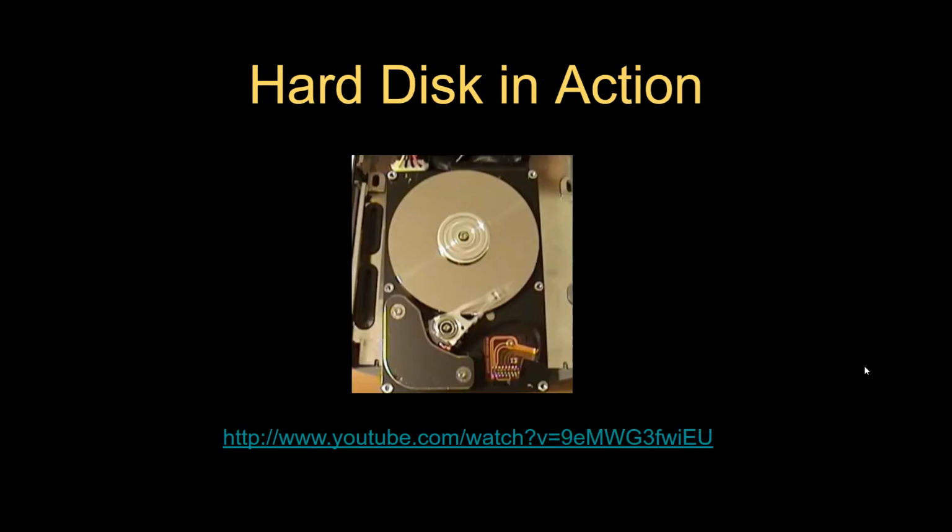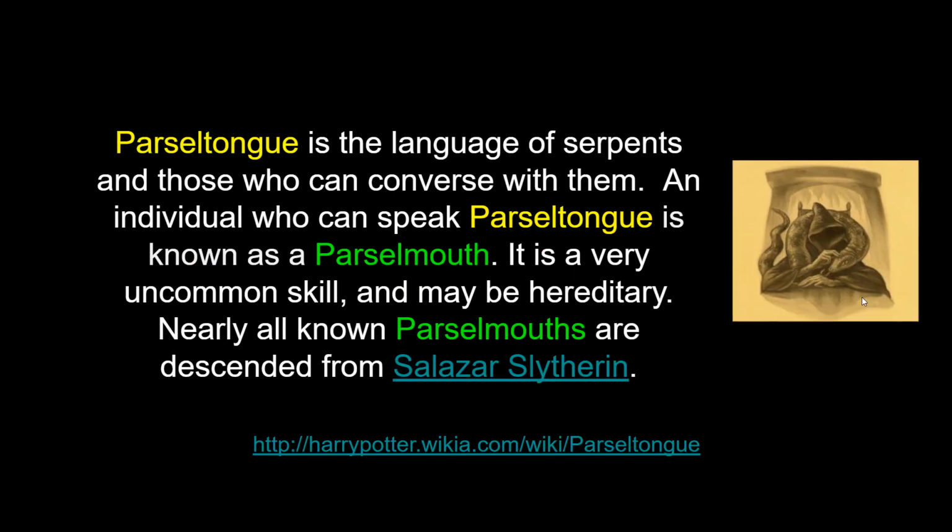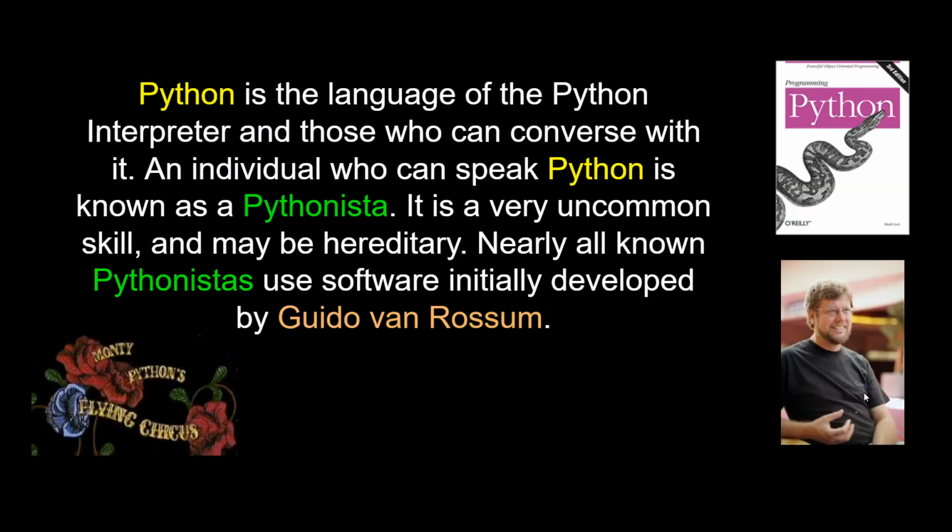Then we talk about the hard disk that writes the data to the disk. That's called HDD. Then we talk about Python as a language. How did Python come about? And who is the guy behind the Python language? So this guy is the person that developed Python.